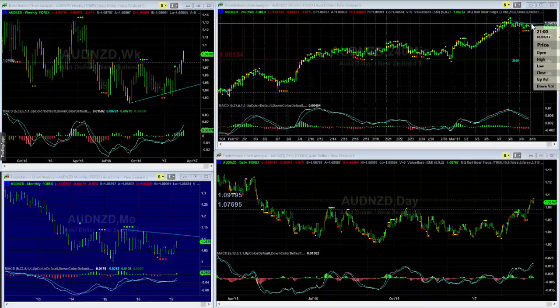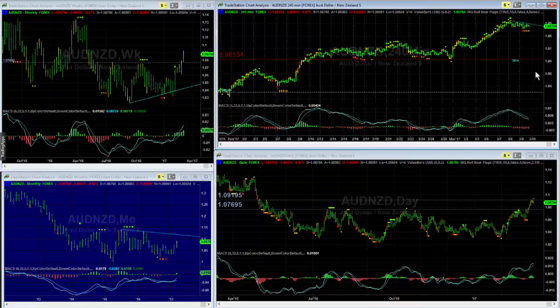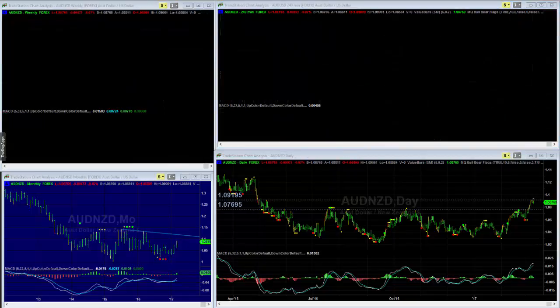So I think we're going to resume back up again, or if I had to pick one way or the other, I would say that we're interested in heading back up. And that would be a break above 1.08938 or wherever we are along this trend line at the time. Okay, but it is looking a little bit bearish on the 240.